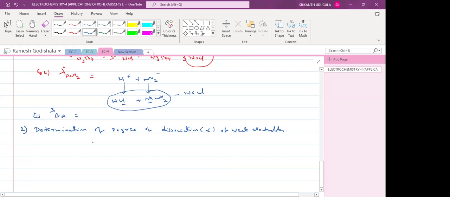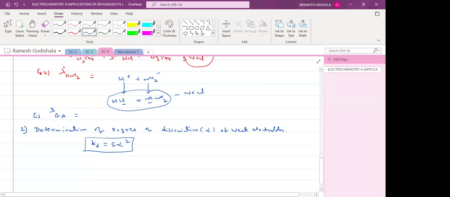K is equal to concentration of products by concentration of reactants, but I need not derive the equation directly. So K is the dissociation constant of the weak electrolyte. The dissociation constant KD is equal to C alpha square. This is the Ostwald dilution law. KD is the dissociation constant of the weak electrolyte, C is the concentration, and alpha is the degree of dissociation.